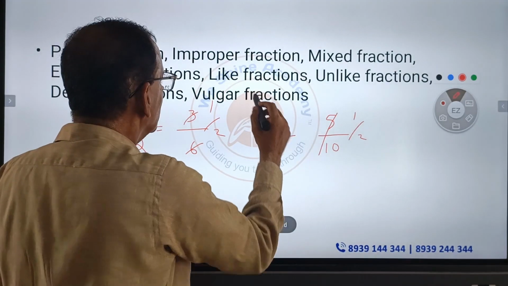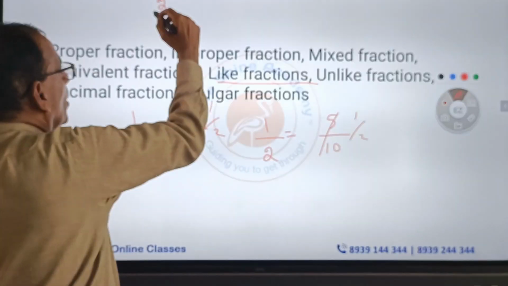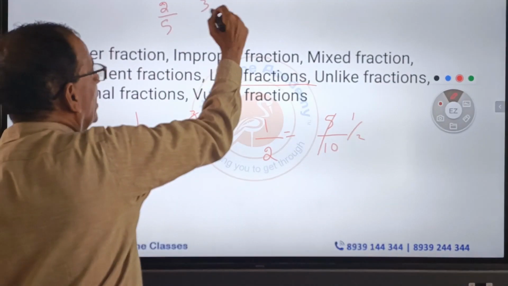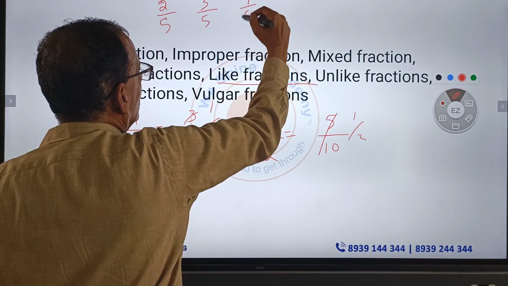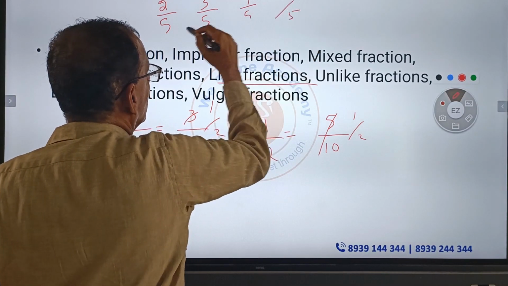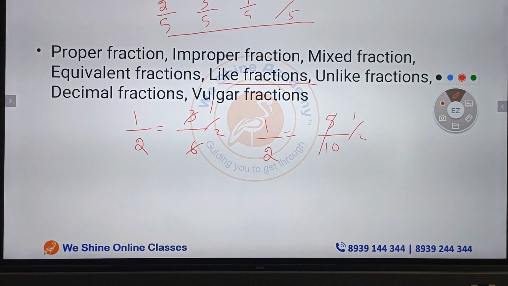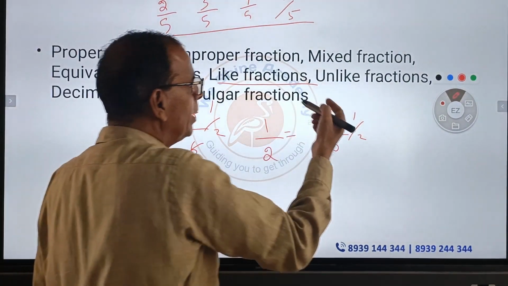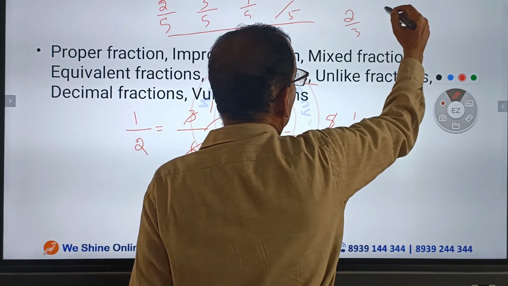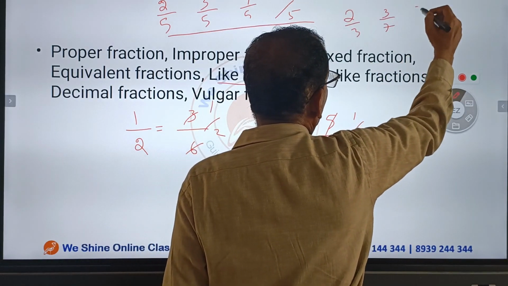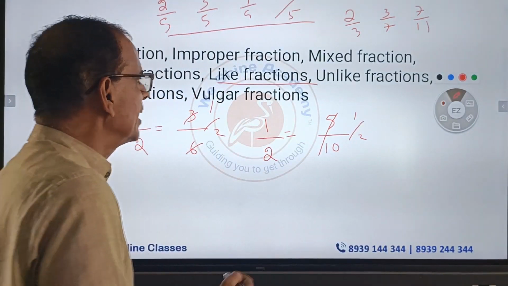What are like fractions? 2 by 5, 3 by 5, 4 by 5, 1 by 5. Denominator same, that is called like fractions. What do you mean by unlike fractions? 2 by 3, 3 by 7, 7 by 11. Here denominators are different, unlike fractions.